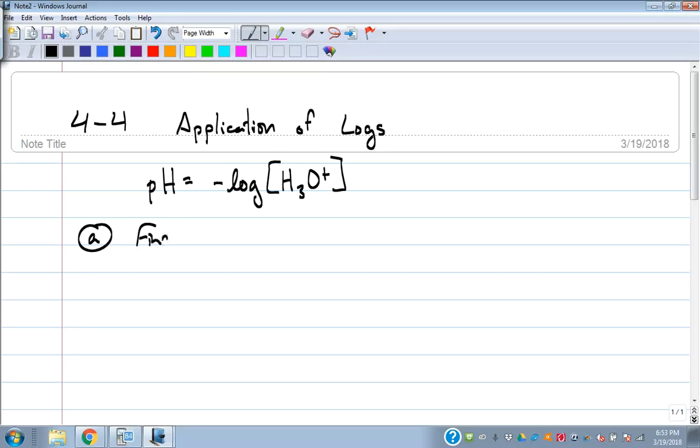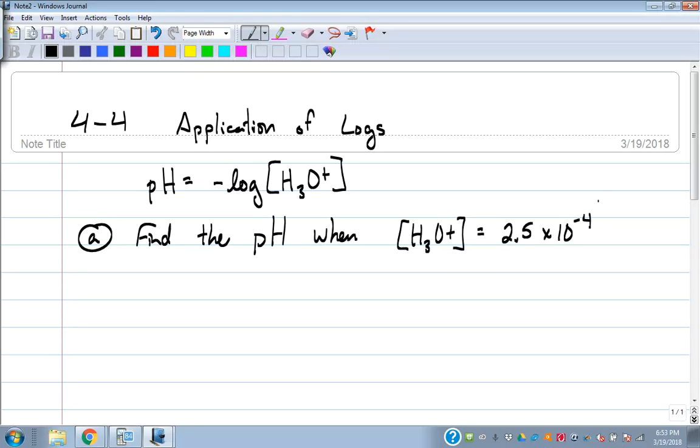We're going to find the pH when the count of the H3O ion is 2.5 times 10 to the negative fourth. That's how many there are per parts per million. Isn't that how pool water is measured, parts per million? So the pH, again, is the negative log of that number, 2.5 times 10 to the negative fourth.